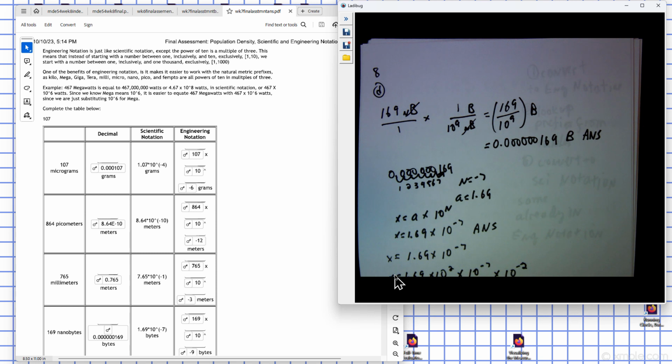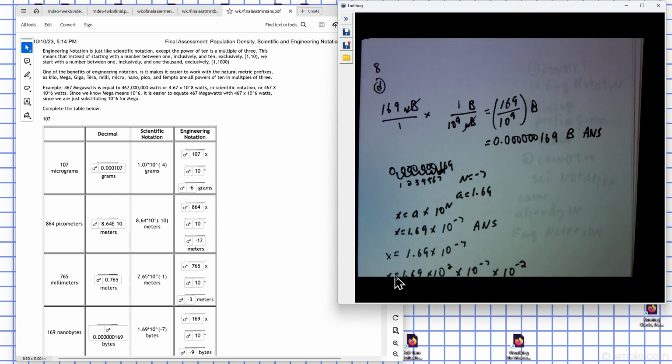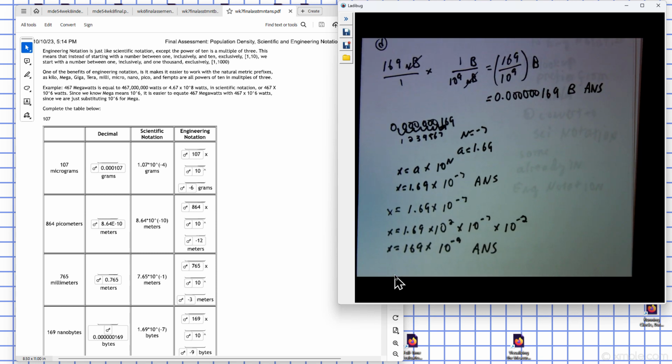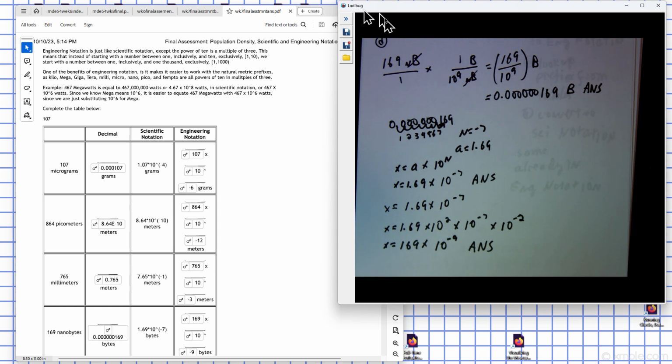Number D, nanobytes. So 1 byte, 10 to the 9 nanobytes. So I'm converting everything into bytes. So 169 divided by 10 to the 9 gives me this really small number here in bytes. My answer. And that's in decimal form.